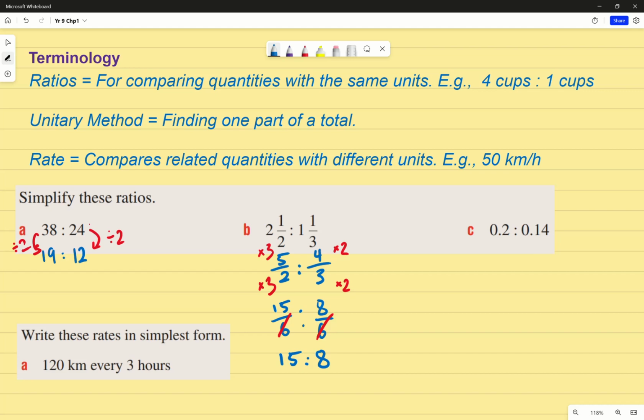And I know that there is no common multiple between them. I know the numbers that go into 8 are 1, 2, 4, and 8. They don't really go into 15, besides 1, of course, so we're done. Any questions about ratios? Are we happy for me to move on? Okay, let's move on.